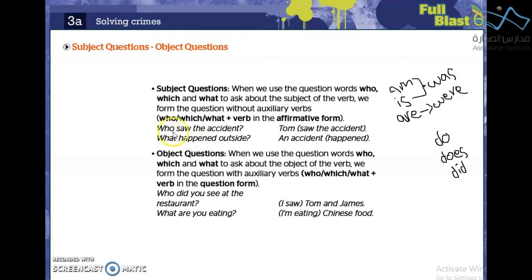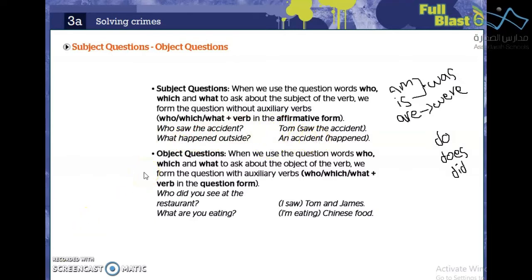Let's read. Who saw the accident? The answer is Tom. Or Tom saw the accident. What happened outside? I can answer an accident, or an accident happened. That means my answer will go directly to the subject, the doer of the verb. Okay, so who saw? Tom saw. What happened? An accident happened.